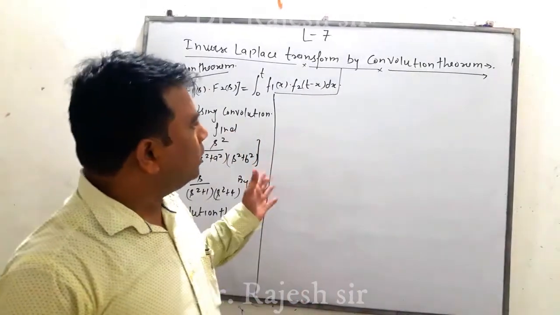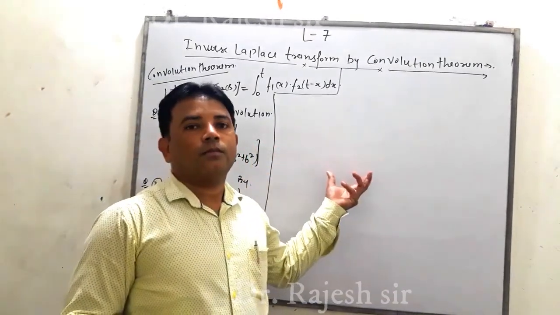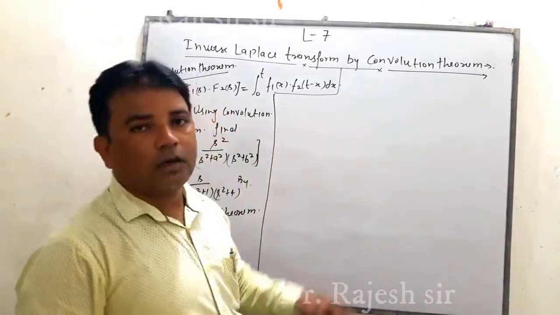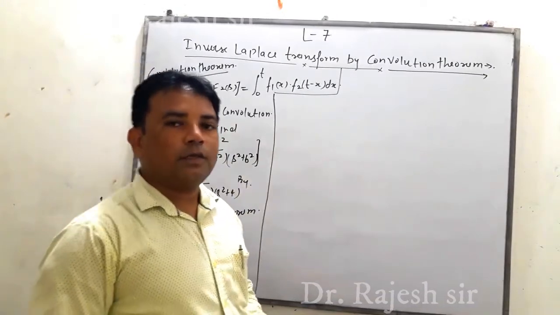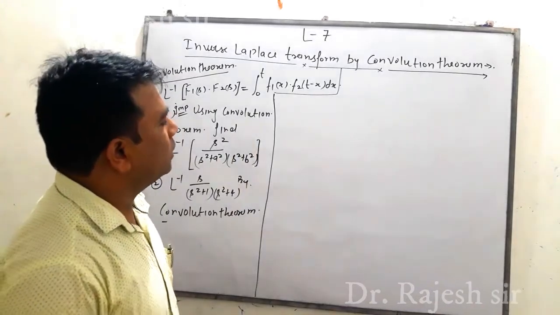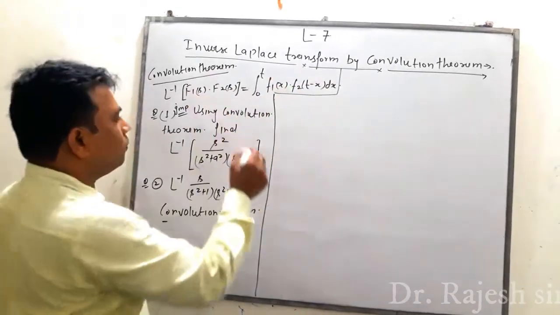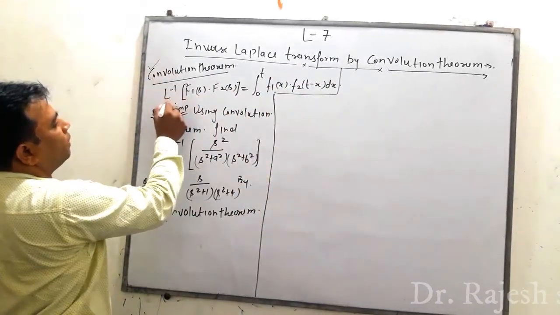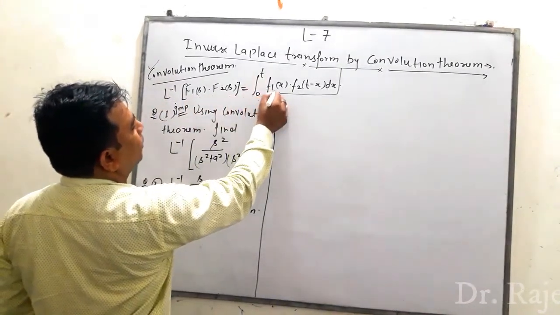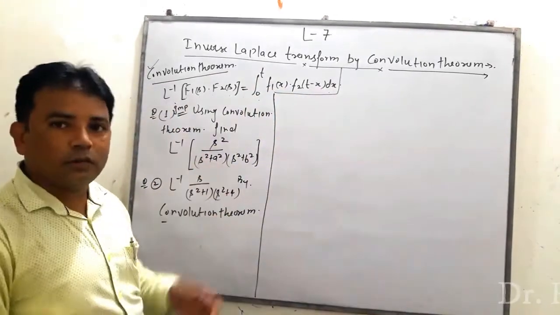We discuss in this video how to find the inverse Laplace transform by the convolution theorem. Let me start this topic. You can see on the board the inverse Laplace transform by the convolution theorem. We write the convolution theorem in this form: Laplace inverse of F1(s) F2(s) equals the integral from 0 to t of f1(x) f2(t minus x) dx. We proved this theorem in the previous video.